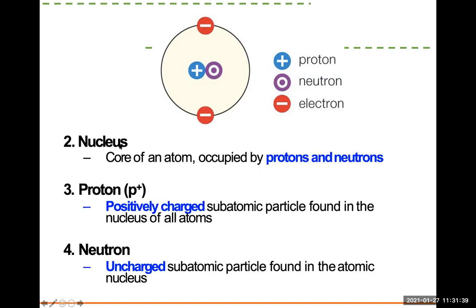So some terminology: the nucleus is the core, or the center, and it contains protons and neutrons. Protons are positively charged. P, pro, means positive, positively charged, found in the nucleus in the center. Neutrons are neutral, there's no charge to them, and they give the atom weight. So if there are more neutrons, the heavier it's going to be.